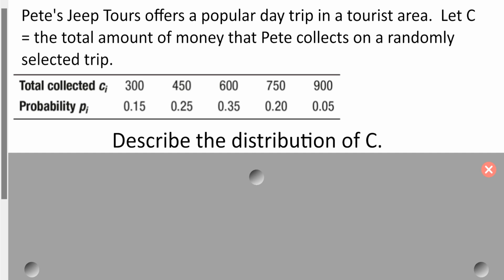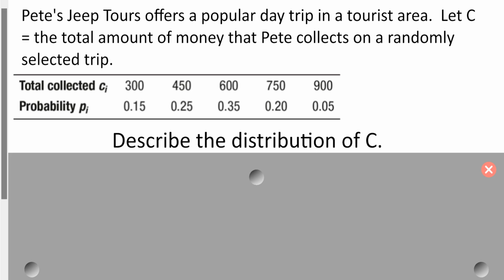I believe we looked at this one last time. This one says Pete's Jeep Tours offers a popular day trip in a tourist area. Okay. Actually, this is a new one for today. But let C equal the total amount of money that Pete collects on a randomly selected trip. So here's our amounts of collecting and the probability that that happens. Describe the distribution of C.